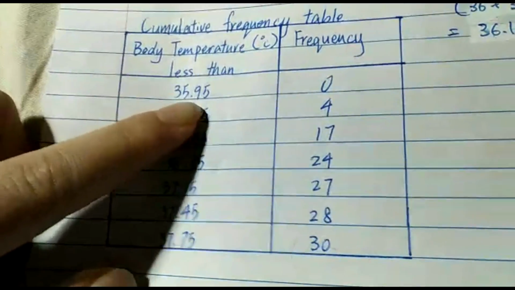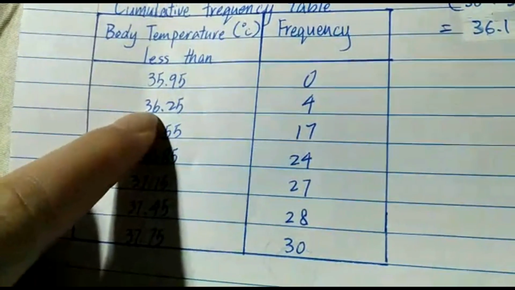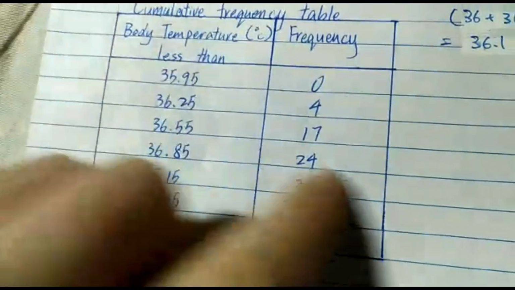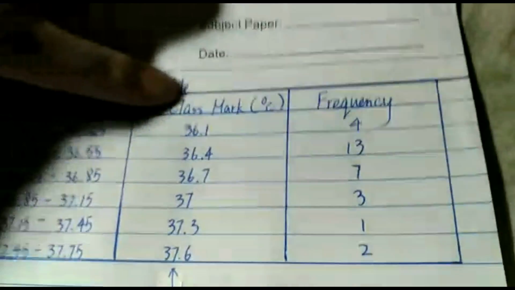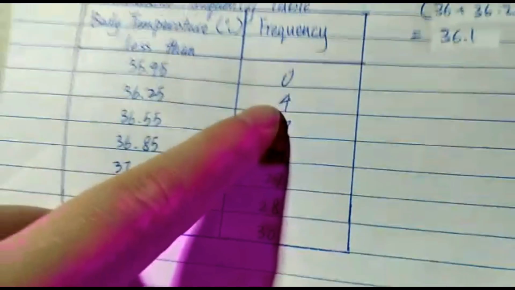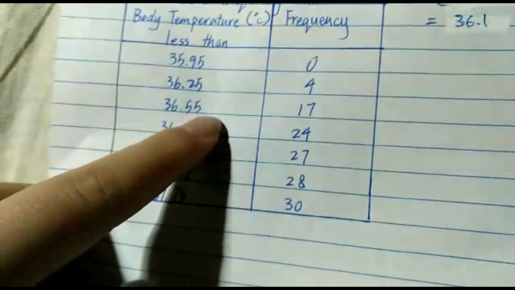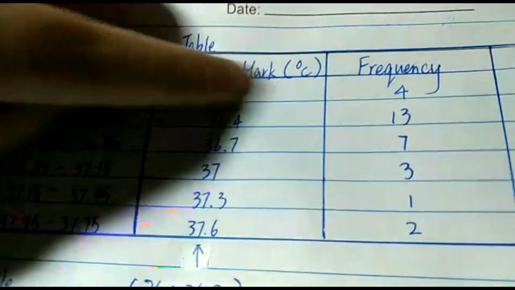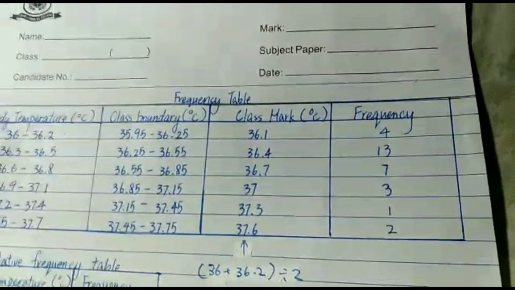Then 36.25, you can see that the class boundary, and according to the class boundary, the frequency is 4. So the second frequency number is 4. Then 36.55, it's 17 because it's 13 from the second class boundary plus 4 from the first class boundary.